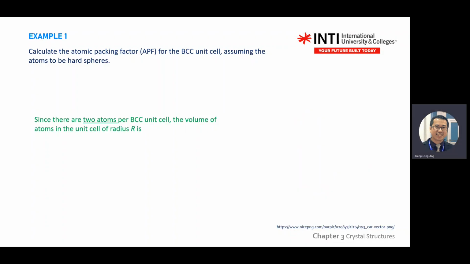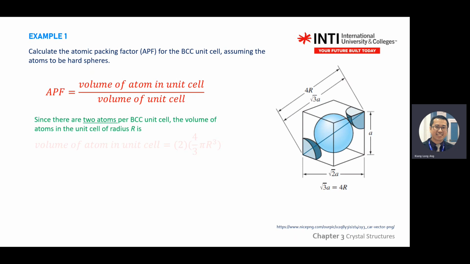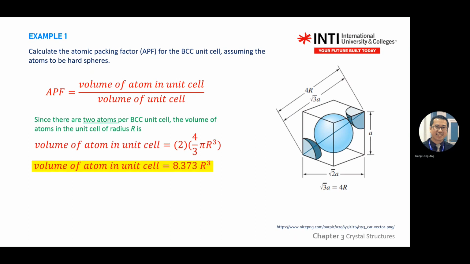Okay. We do one exercise, then we call it a day. So example number 1 asks you to calculate atomic packing factor for BCC, assuming the atom is a hard sphere. That is actually what we discussed just now. So you take APF, volume divided by volume. Then we do the calculation. Unit cell with this one, volume of atom this one. You divide this one by this one, and you get 68.